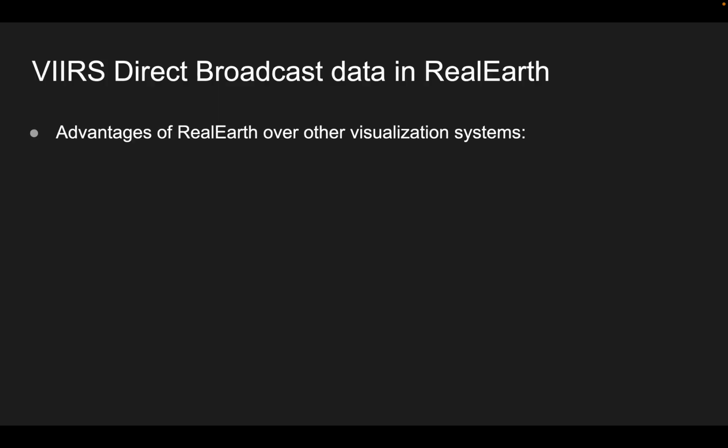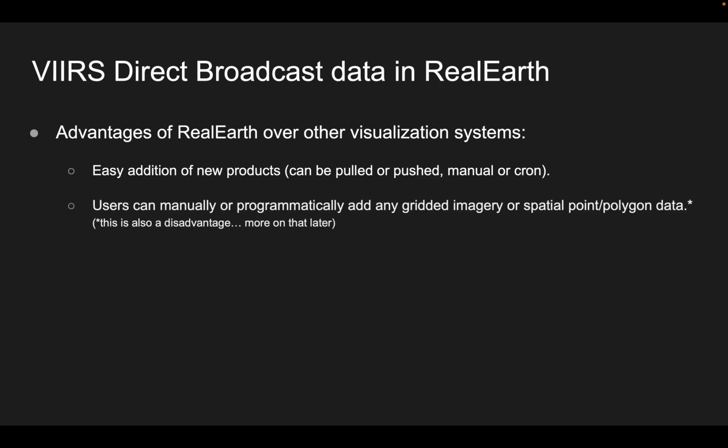And so there are some real advantages to using RealEarth over other visualization systems, mostly that it's really easy to add new products. It can be pulled or pushed manually or with a cron. We have an upload script. Users can manually or programmatically add any gridded imagery or spatial point, line, polygon data. I'm saying that's an advantage, but you'll see the asterisk there. It says this is also a disadvantage, and I'll talk a little more about that later.